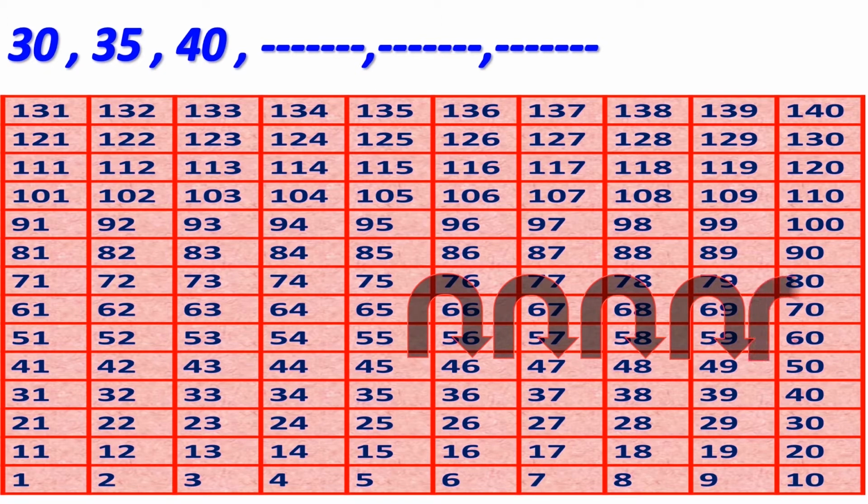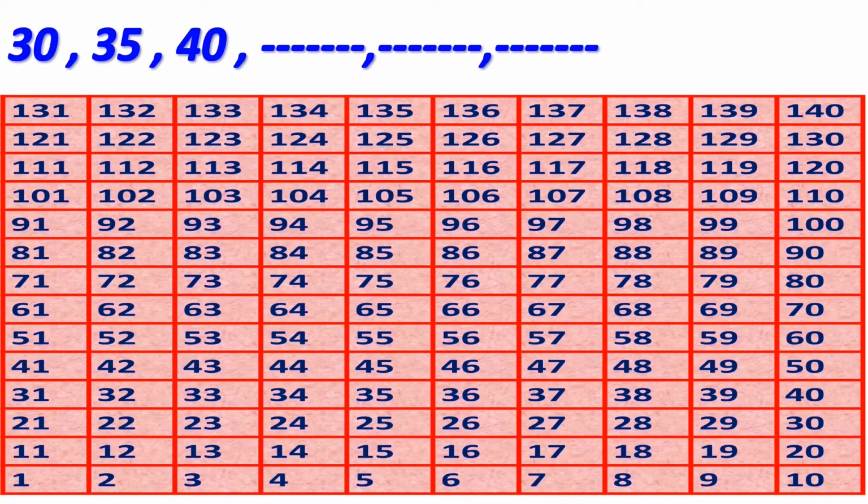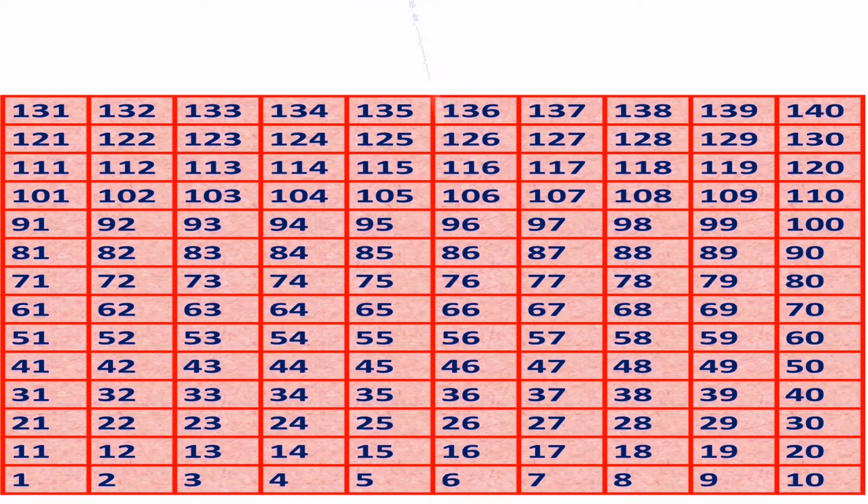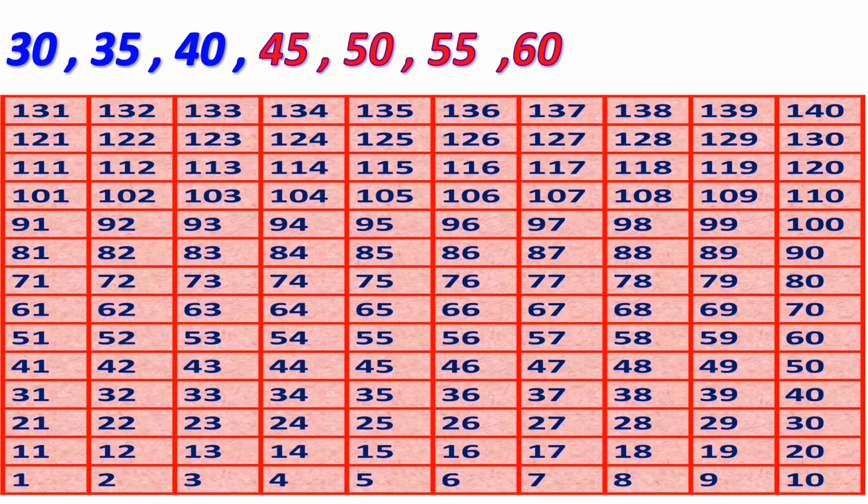Count the number you jump on the right. We jump right, 50. So after 50: 51, 52, 53, 54, 55, 56, 57, 58, 59, 60. After 60, 65. So the answer will be 30, 35, 40, 45, 50, 55, 60. How many times do we jump? We jump 5 on the right, so we add 5.